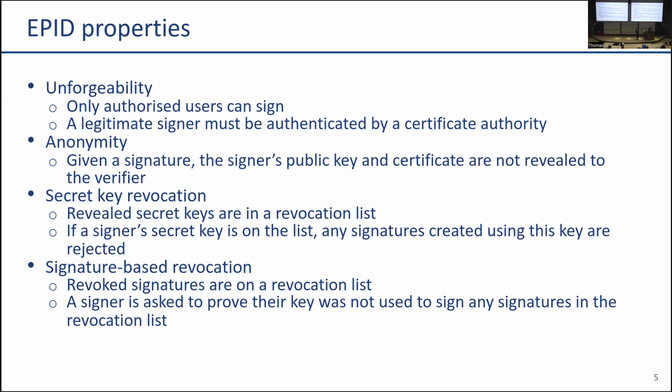Secret key revocation is quite obvious, but it's quite hard to achieve. That is only possible if the secret key is actually made public to the verifier in the revocation list, then the verifier can check whether every single signature is signed by this key or not. Signature-based revocation list is a unique feature of EPID. So that is the one we are going to pay more attention to.